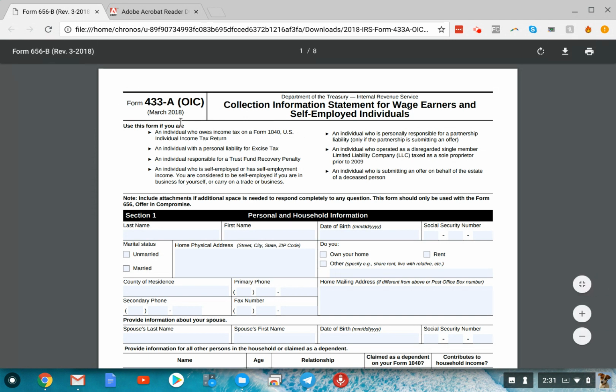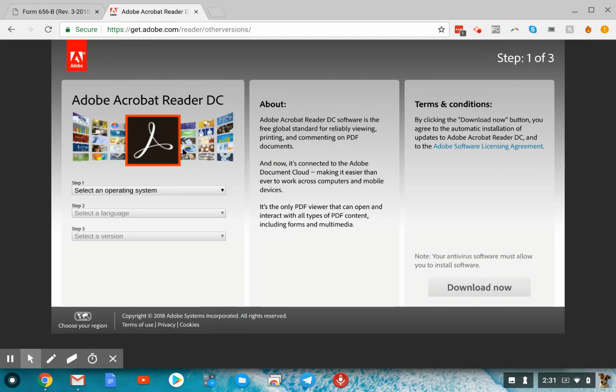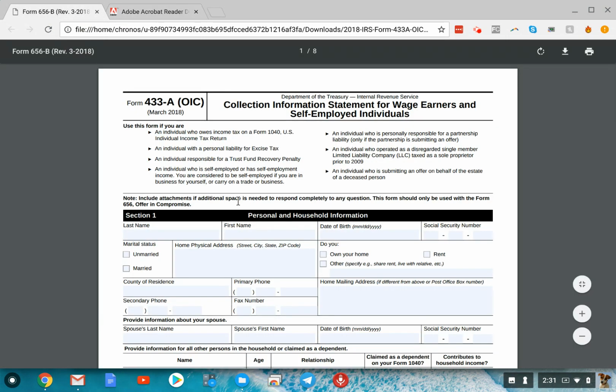And I'm going to walk through 433 AOIC with you and show you how to fill it out. First, I'm going to recommend using Adobe Reader. You can also use Adobe Acrobat if you already have that, but Adobe Reader is the recommended one to use. Make sure you download the form and fill it out. Do not fill out on the web.